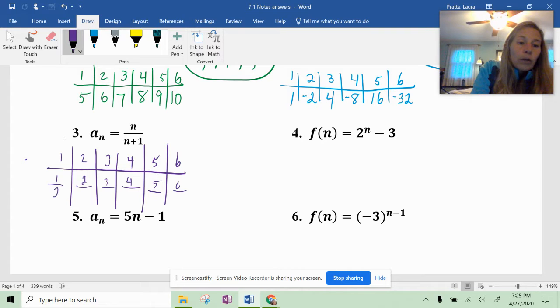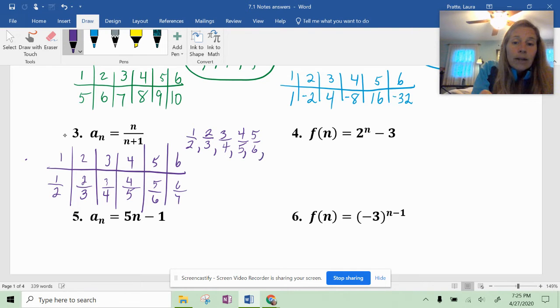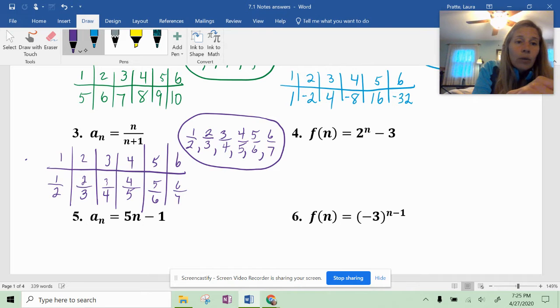So 1 over 2. Then when I put in the 2, I get 2 over 3. When I put in the 3, I get 3 over 4. When I put in the 4, I get 4/5. 5/6, and 6/7. So your answer for this one, the first 6 terms of this sequence, would be 1/2, 2/3, 3/4, 4/5, 5/6, and 6/7. And that's what that would look like.